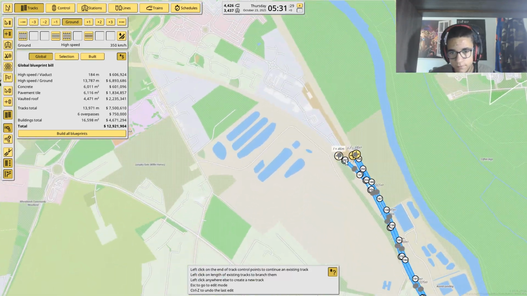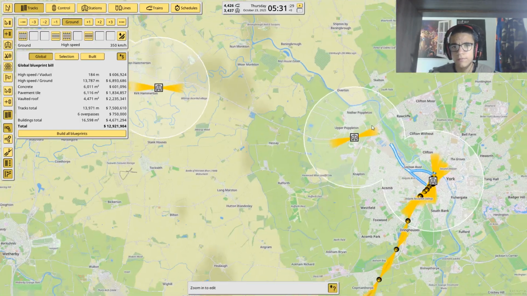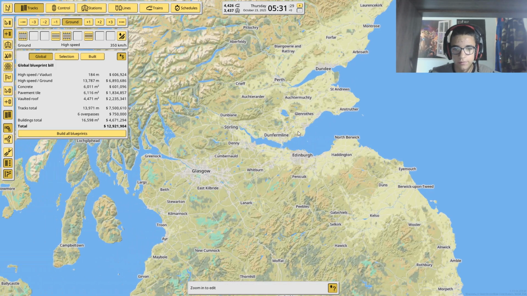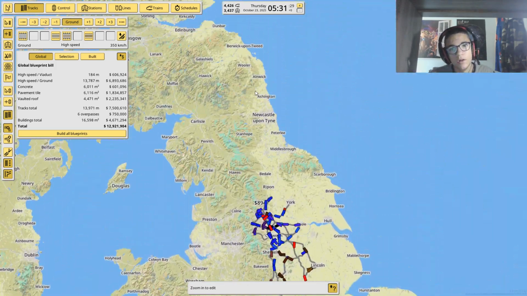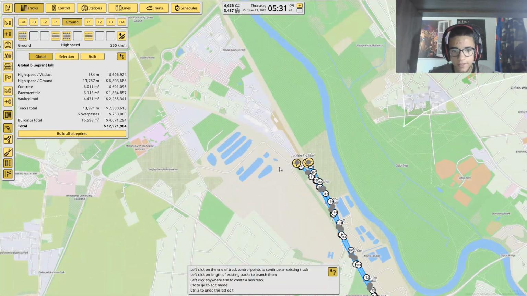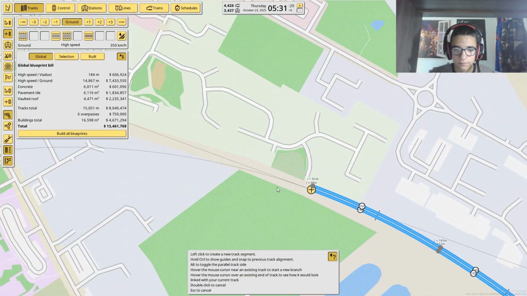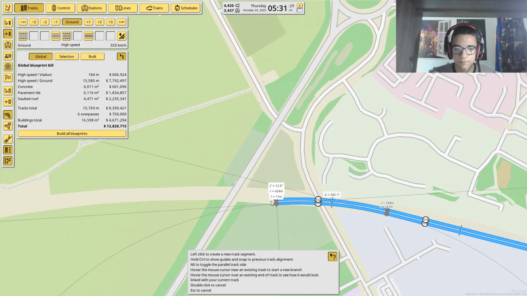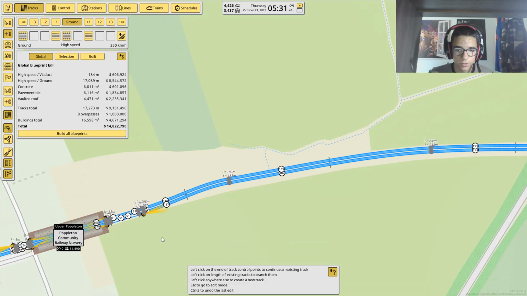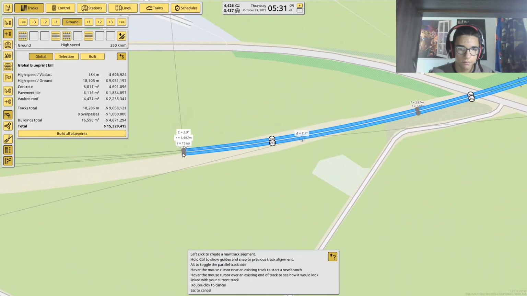So this line will be the East Coast Main Line, continuing to Newcastle and all that to Edinburgh. It's going to be such a long way to go. It's going to take forever to go anywhere like this. So we're just going to keep going down this track here. Right, straight to Poppleton. There we go, and then our next station is... well, let's keep going here.